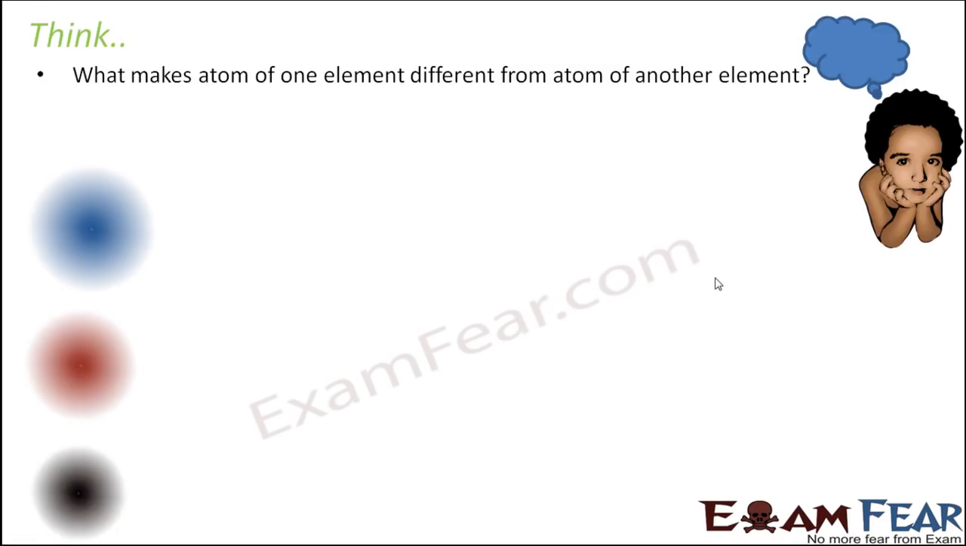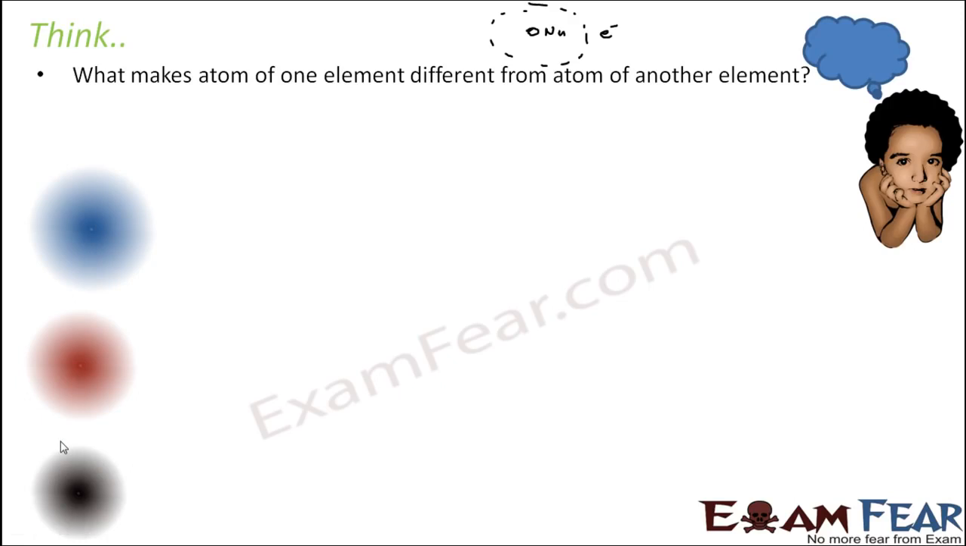Right? Think that if you see the atoms, they are different. Atom of a sodium, atom of chlorine, atom of carbon, they are all different. The question is, what makes them different? Because what I have told is, atom is nothing but there is a nucleus, and then there is an electron cloud. If that is atom, what makes the atom of one element different from another?